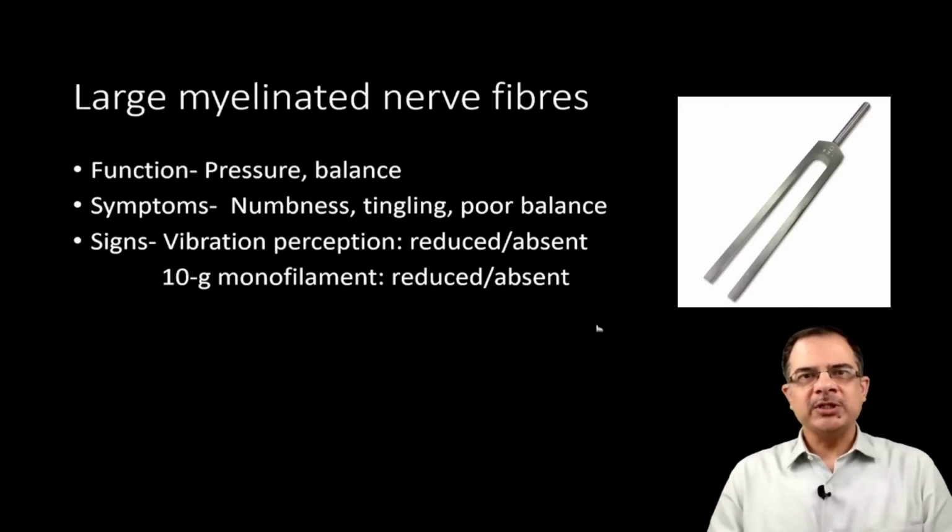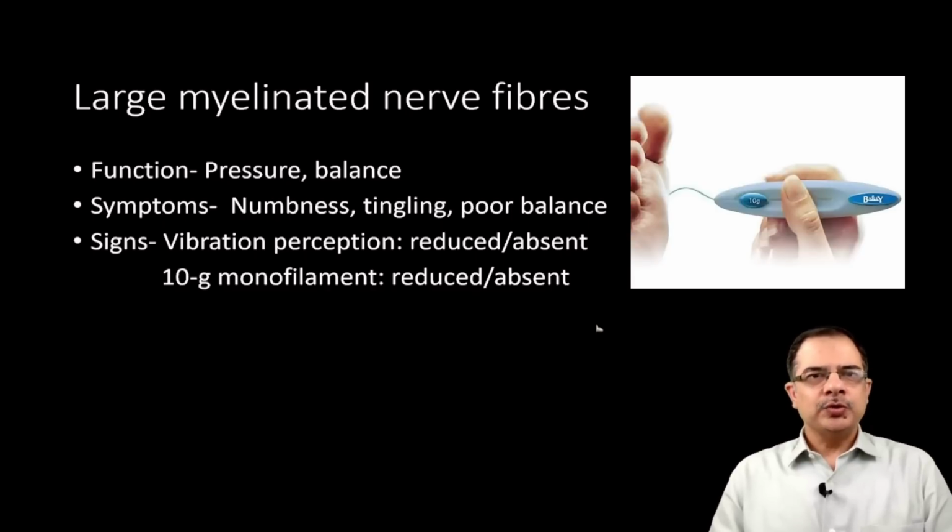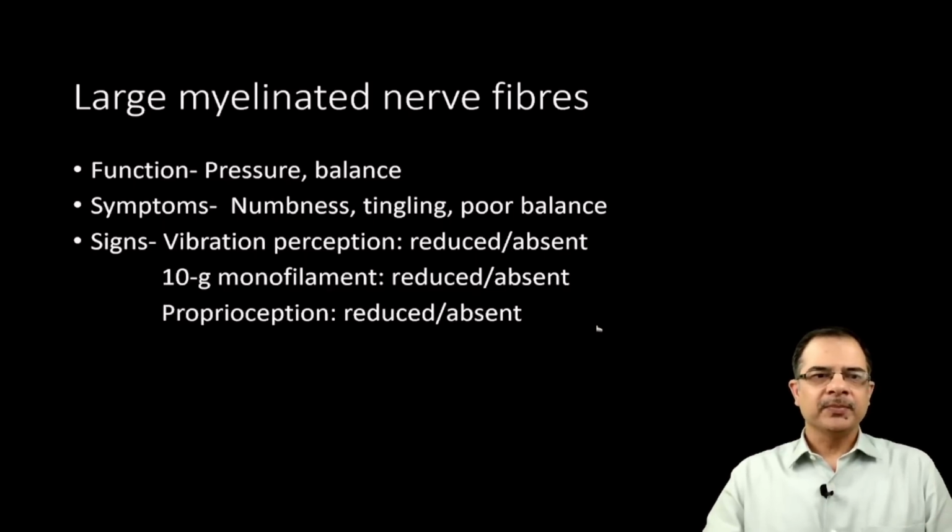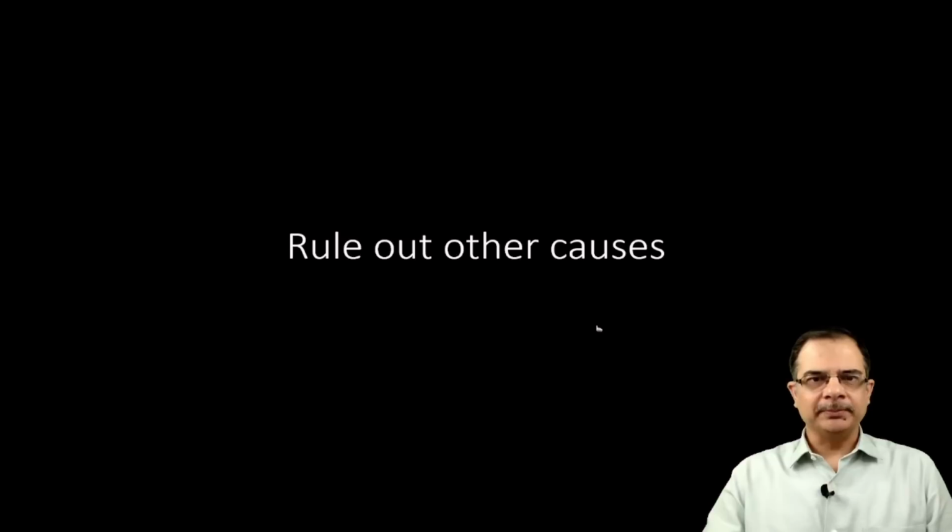A 10-gram monofilament test. This is one of the tests which is underutilized in the clinics. So 10-gram monofilament will test the pressure sensation. It will be reduced or absent. It is checked in the feet. Proprioception will be reduced or absent. This is the clinical assessment of a patient presenting to us with diabetes neuropathy.